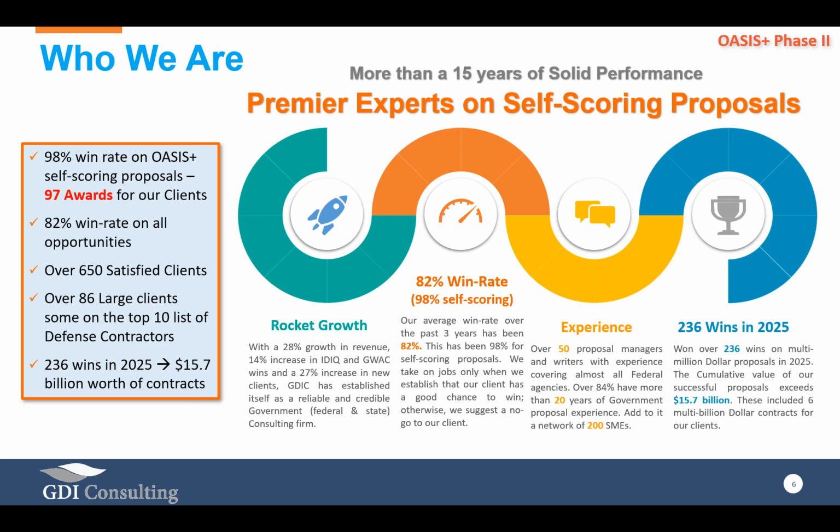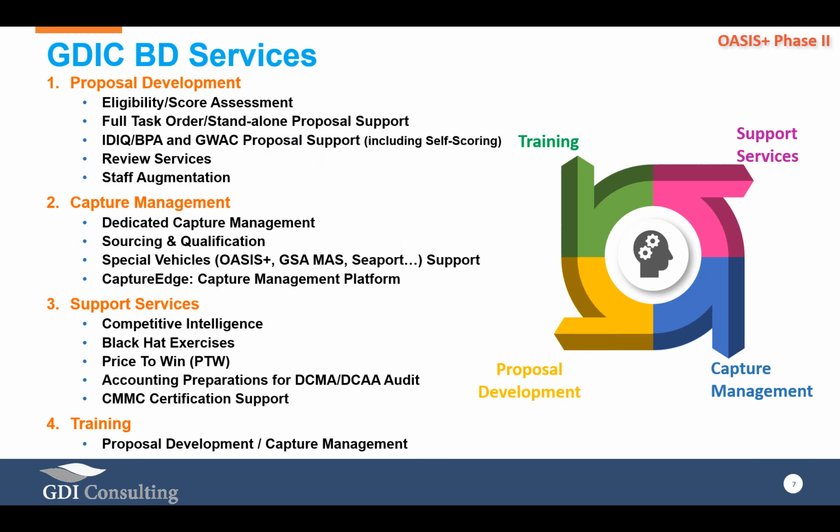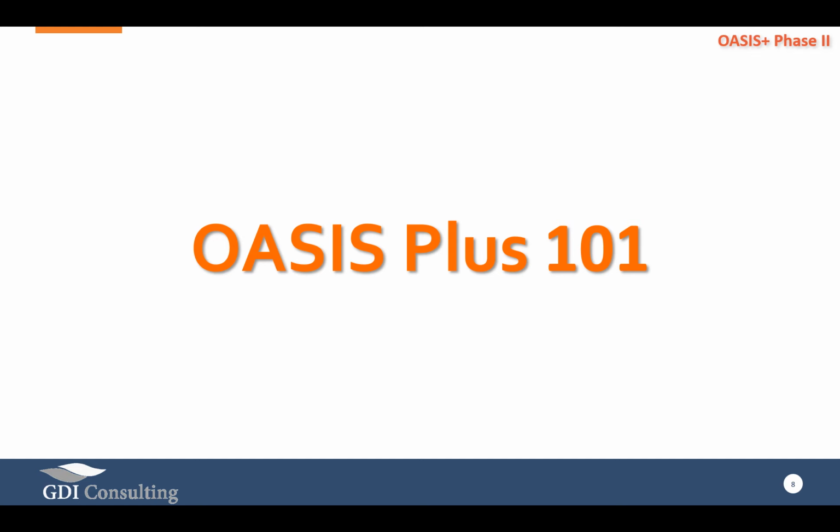That speaks by itself. We have over 650 satisfied repeat clients, 86 of whom are very large businesses, some on the top 10 list of largest defense contractors. You can later refer to this page for more information on our company because we're short of time, so I'll skip the rest of this stuff. Now, I won't go into the details of our services as most of you are repeat webinar viewers, and will just suffice to say that we have 4 main lines of service, including proposal development, capture management, specific support services like competitive intel or price to win, and finally customized training. So we strive to be a one-stop shop for federal and SLED BD needs of small and large companies. Okay, let's start with the OASIS Plus then, and get some general info about it.